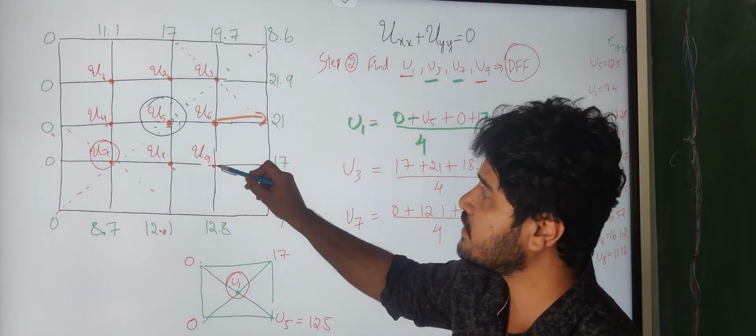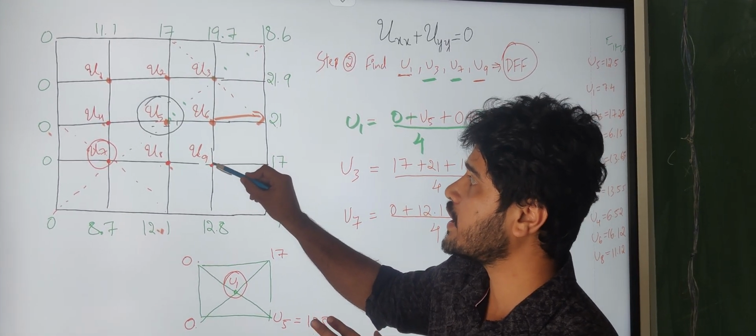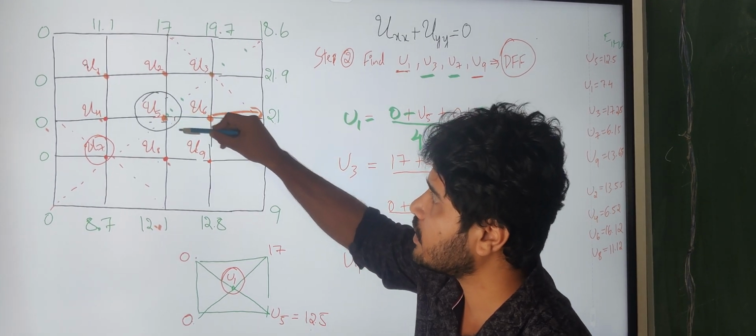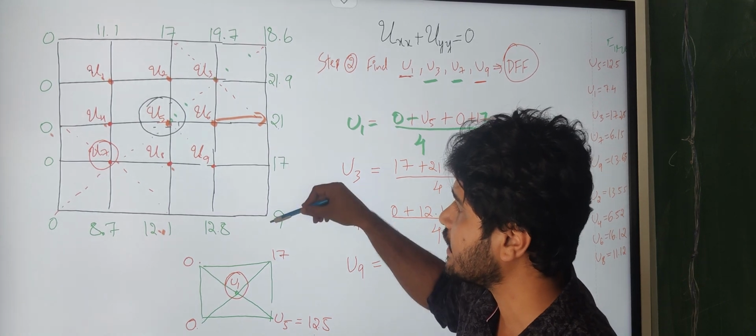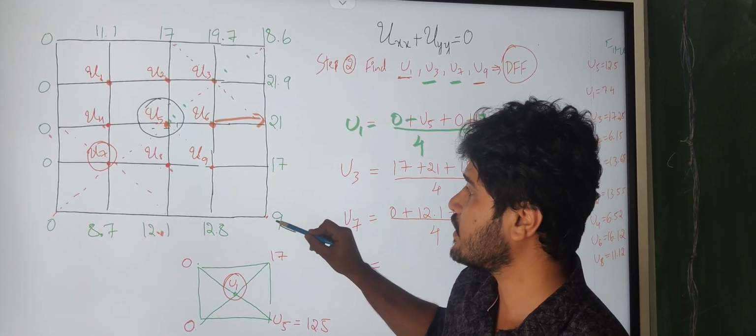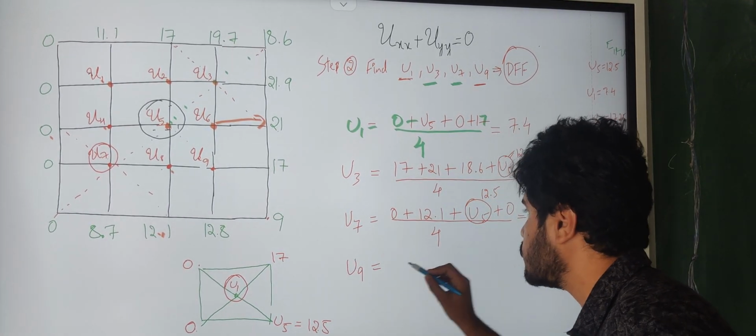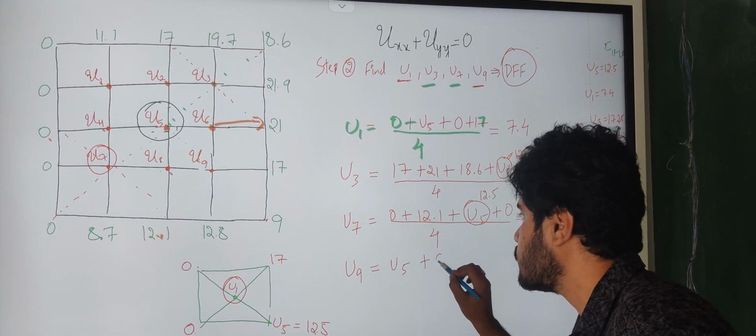So similarly, I have to identify u9 in the diagram. So u9 is present here. So just draw the dotted lines. It starts from u5, it passes through u9 and it reaches the diagonal point here, and the value of that is 9. So u5 plus u9.